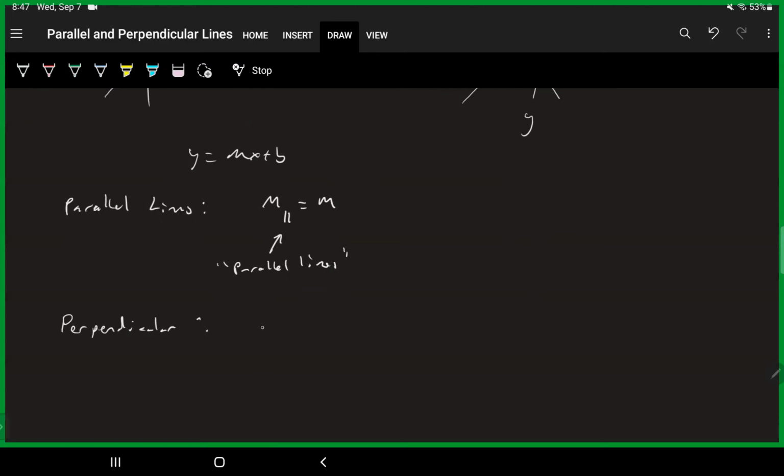With perpendicular, if you remember it from geometry class, it might have been a while, we use an upside down capital T, kind of loosely speaking. That's my perpendicular slope. So again, if I'm given y equals mx plus b as the starting line, I want to find the perpendicular slope to it. I'm going to take the reciprocal and change the sign.